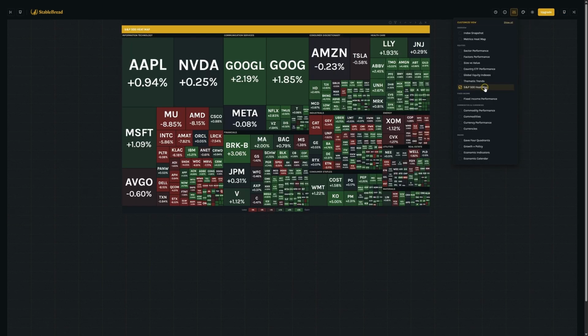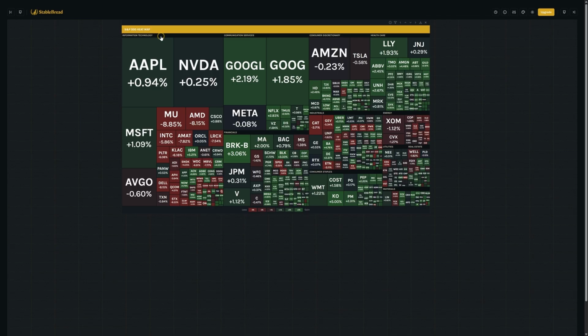Now moving on to the S&P 500 heat map. If you've used FinViz before, this will probably look familiar to you. Every box is one company in the S&P 500. So they're grouped by the 11 sectors, sized by market cap. So the bigger company takes up more space, and it's colored by performance, green for up, red for down. So what you get from this is the shape of a move, not just the direction.